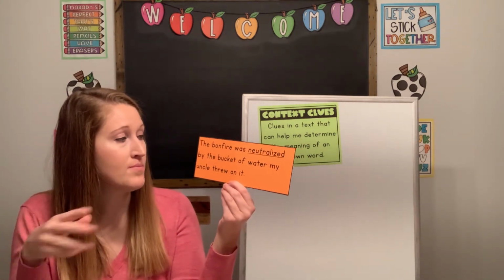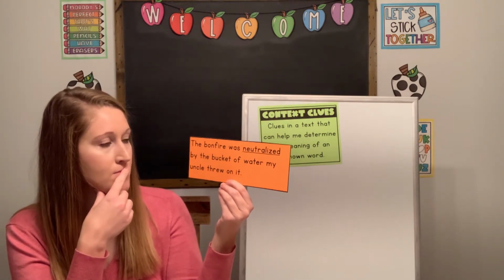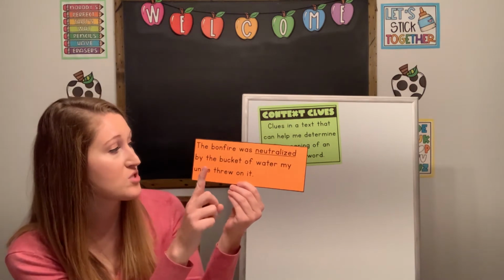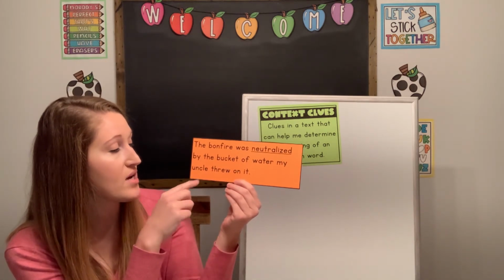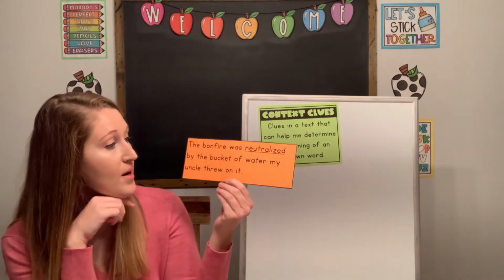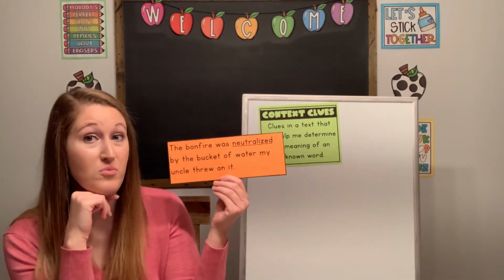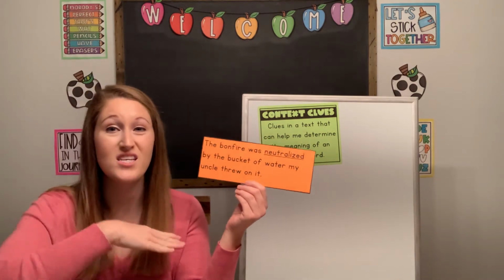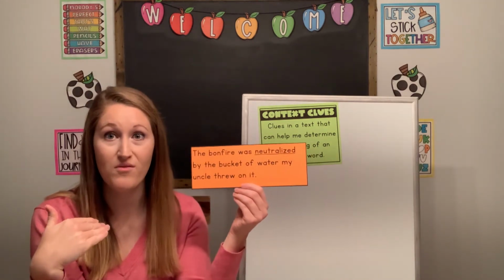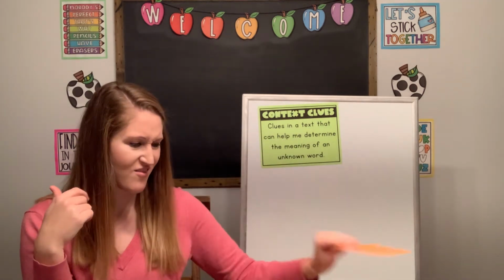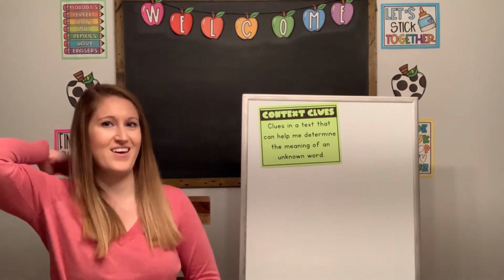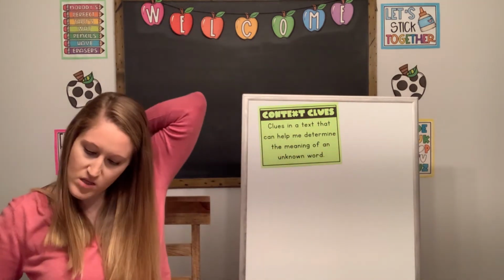So, what could we put there? Destroyed. The bonfire was destroyed by the bucket of water my uncle threw on it. The bonfire was put out by the bucket of water my uncle threw on it. All pretty good words, right? So neutralized means that we cancel it out. Okay, so we're canceling out that bonfire by putting the water on it. Very good. Rock on. Give yourself a pat on the back. All right, give a pat on the back with the other.